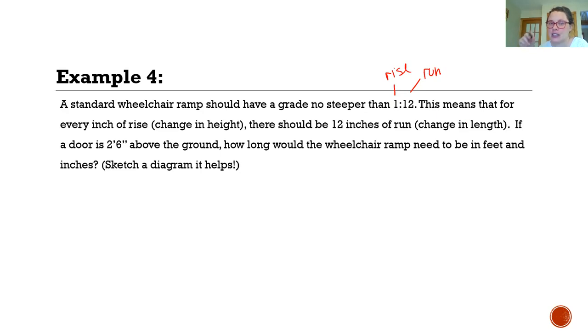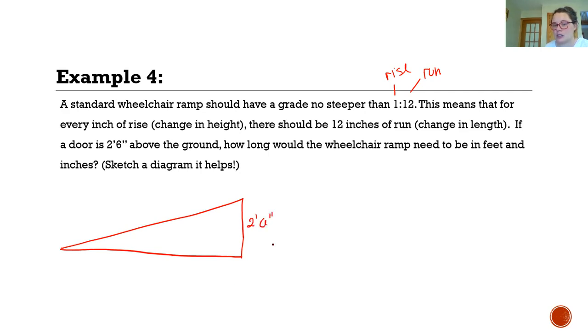So here it says, if a door is 2 feet 6 inches above the ground, how long would a wheelchair ramp need to be in feet and inches? And it recommends sketching a diagram, which is a good tool. So we're going to do a quick sketch. We know we need to build a ramp, and we know that this is 2 feet 6 inches. And we want to know, well, how long or how far out does this need to be?